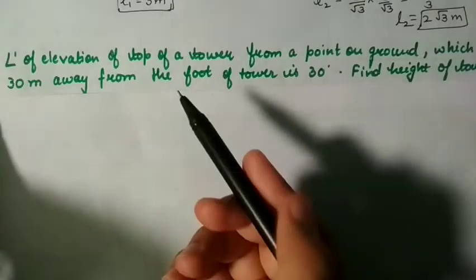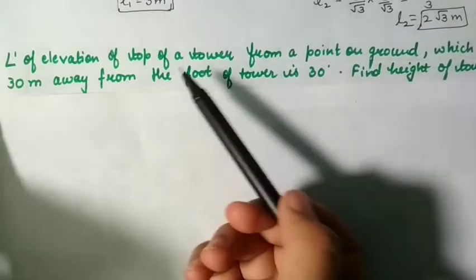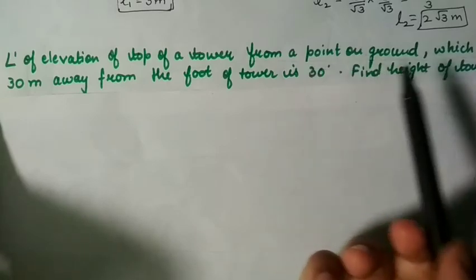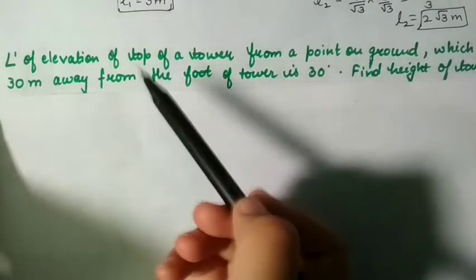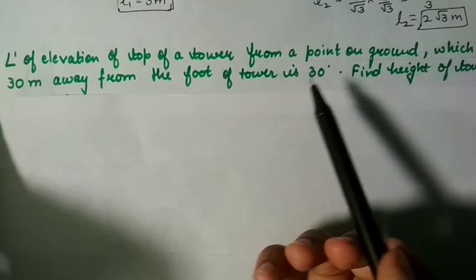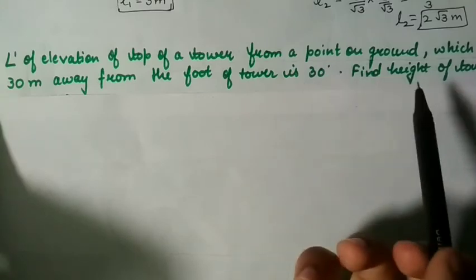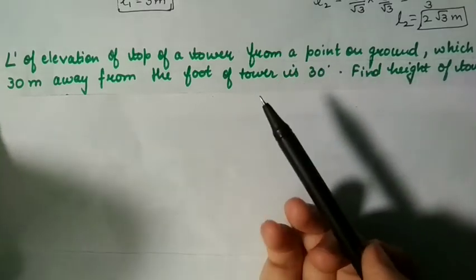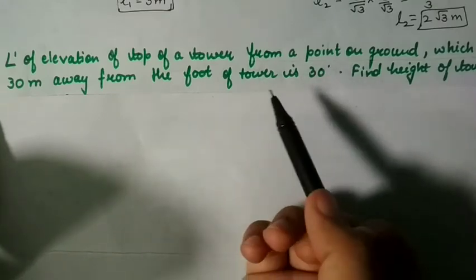Now see the next question. Here angle of elevation of the top of tower from a point on the ground which is 30 meter away from the foot of the tower is 30 degrees. Find the height of the tower. Now first of all we need to draw the figure.